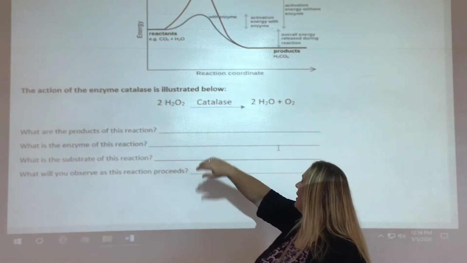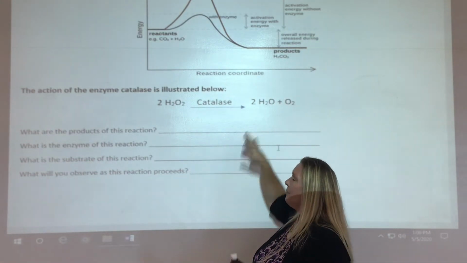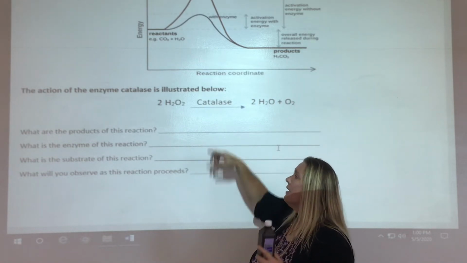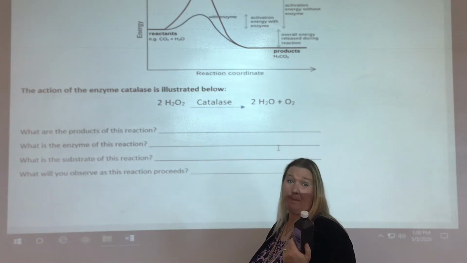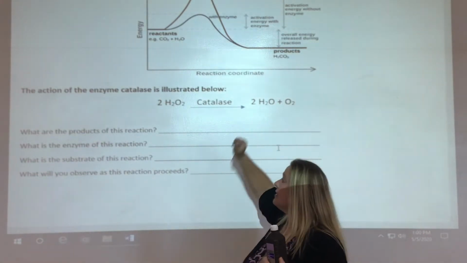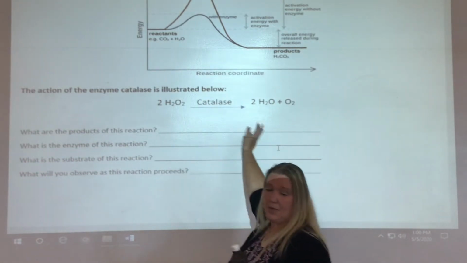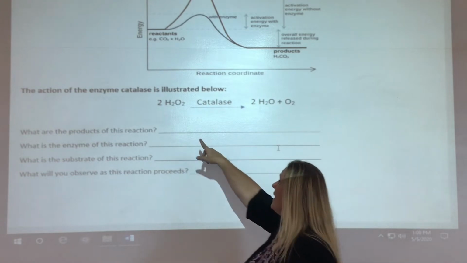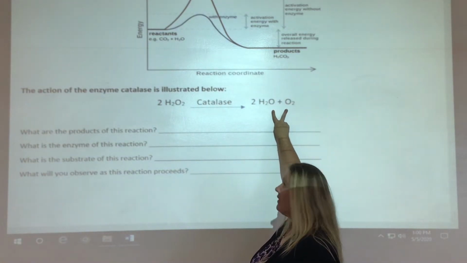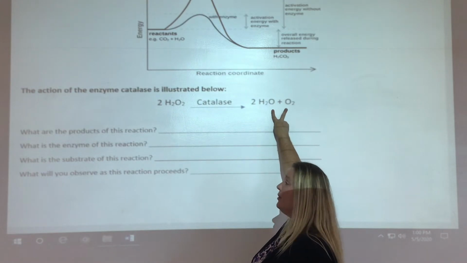Okay, that's hydrogen peroxide. So it'll naturally break down, but if we add this enzyme, okay, catalase, then we're going to speed that reaction up. We're going to facilitate it to go faster. Okay, and so we're going to demonstrate that. So we're going to look at this reaction, the breakdown of hydrogen peroxide into these two products.